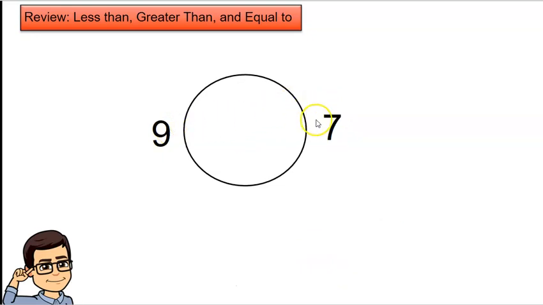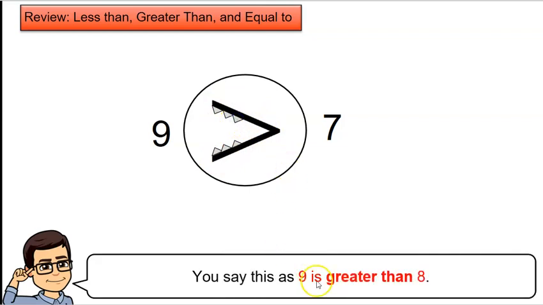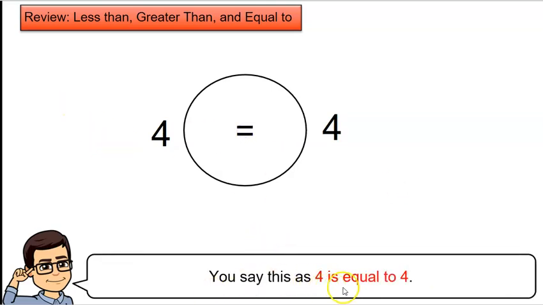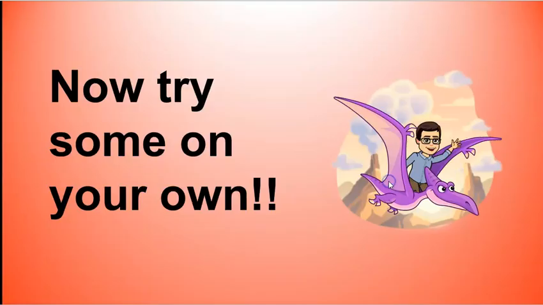So then I have 9 and 7. And once again, I know that 9 is a bigger number than 7. So I draw my little teeth to help remind me, and you don't have to do that, but it helps me think about it. So you say this as 9 is greater than 7. And then last we have 4 and 4. And I know 4 is equal to 4, okay? 4 is equal to 4. That's how you say these numbers. Now I'm going to give you about 5 or 6 to try on your own. Go ahead and do that now.